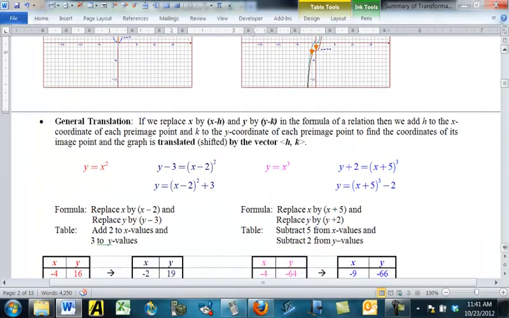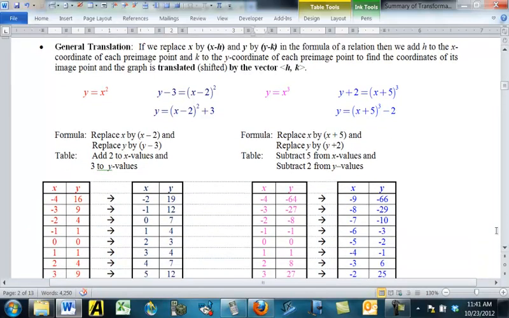So in general, a translation is done by a vector, say a vector hk. If we want to translate by a vector hk, we can just think of that in 2 steps, a horizontal translation and a vertical translation. So if we replace x by x minus h and y by y minus k in the formula for a relation, then we end up adding h to the x coordinate of each preimage point and k to the y coordinate of each preimage point to find the coordinates of its image, and the graph is translated by the vector hk. So again, we'll use y equals x squared, same table as before, for an example.